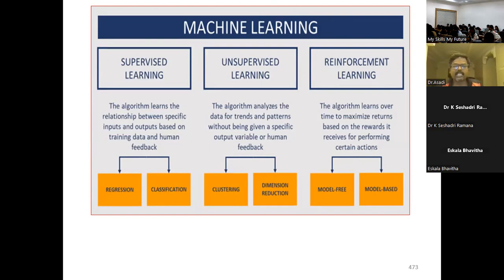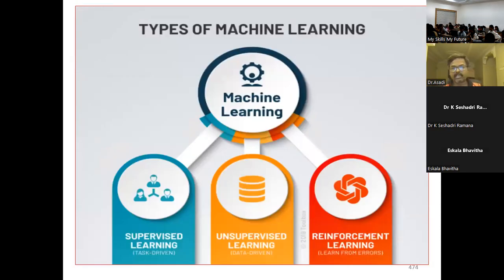Unsupervised learning means the algorithms analyze the data for trends and patterns without being given a specific output variable or human feedback. Examples: clustering, dimension reduction. Then reinforcement learning, the algorithm learns over time to maximize returns based on the rewards it receives for performing certain actions. That is called reinforcement learning, especially model-free, model-based. So these are the types of machine learning approaches: supervised learning based on the task-driven, unsupervised learning based on the data-driven, and reinforcement learning from the errors.